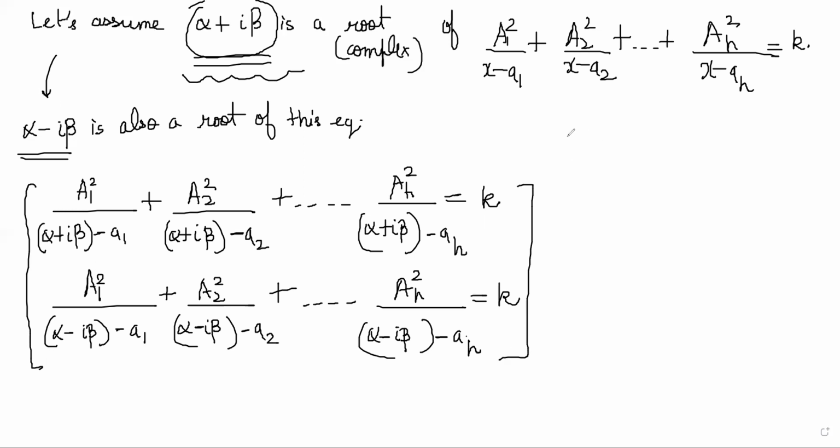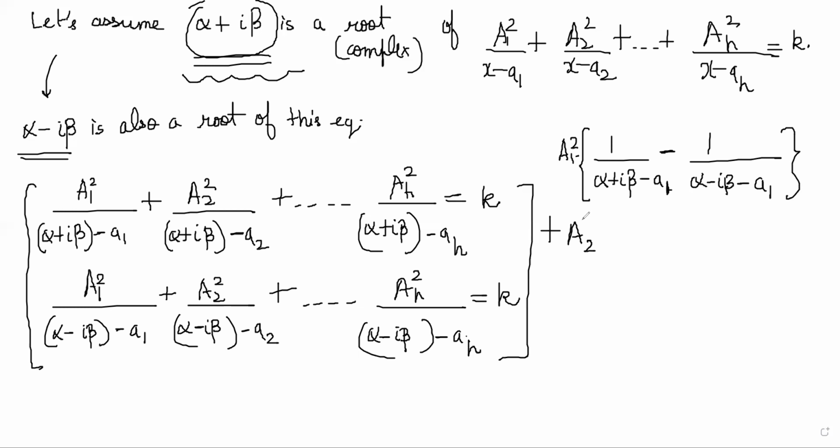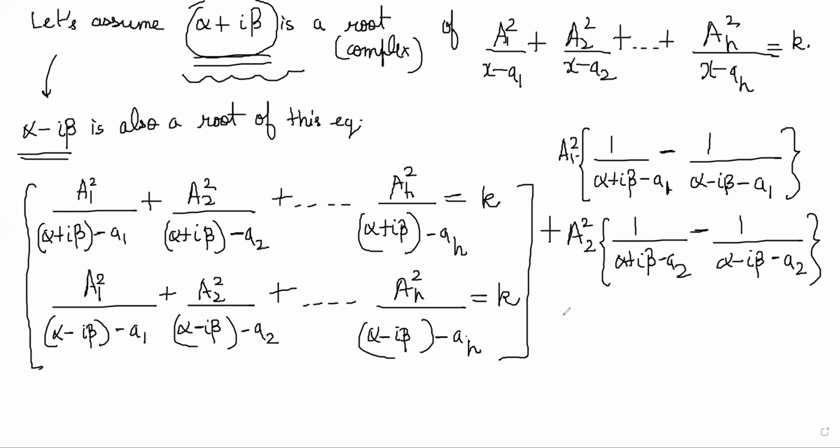If you subtract these equations, what we get is a1 square times 1 by alpha plus i beta minus a1 minus 1 by alpha minus i beta minus a1, right? And you get similar terms, right? a2 square times 1 by alpha plus i beta minus a2 minus 1 by alpha minus i beta minus a2. And you get similar such terms is equal to 0, right? After subtracting these two, this is what I'm supposed to get. Now let's simplify this fraction a little bit and we'll understand what is happening. So I'll do it on the next screen.